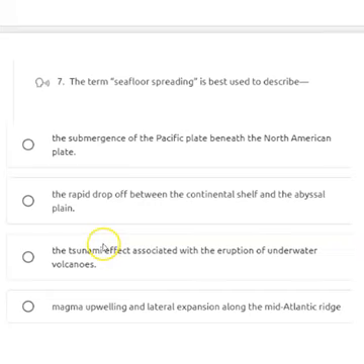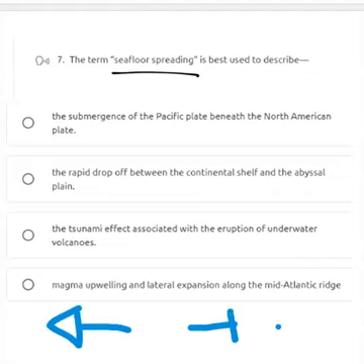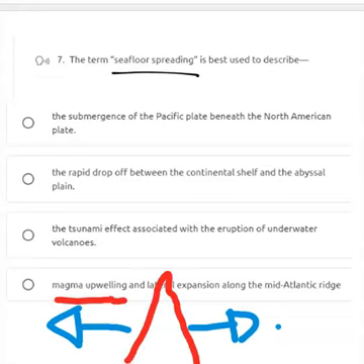Okay, our next question is going to be number 7, and number 7 talks about seafloor spreading. I want to remind you that seafloor spreading is happening at the bottom of the ocean, where I have oceanic crust separating from oceanic crust. What happens is the mantle or that magma comes up and fills in the gap, and we call that a magma upwelling. And we see lateral expansion, which just means that the plates are moving away from each other. And when this occurs, the type of landform that we're going to see is an ocean ridge.